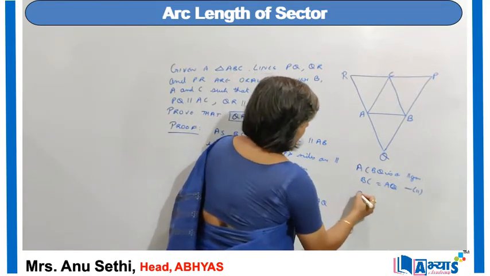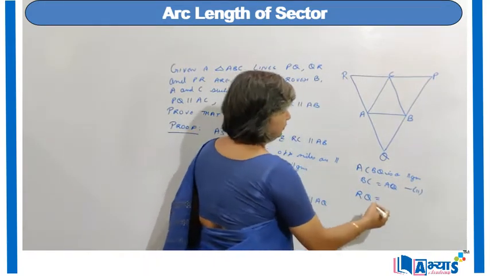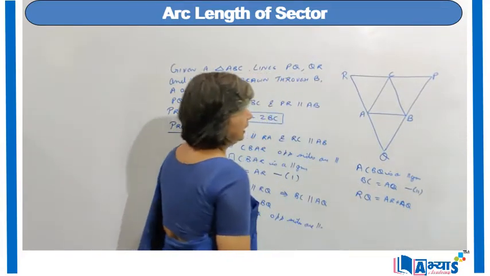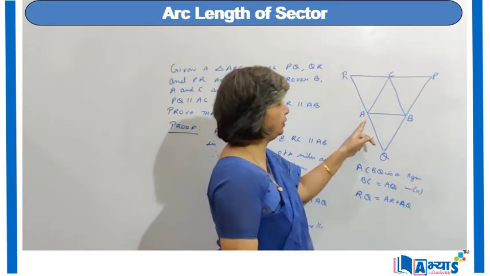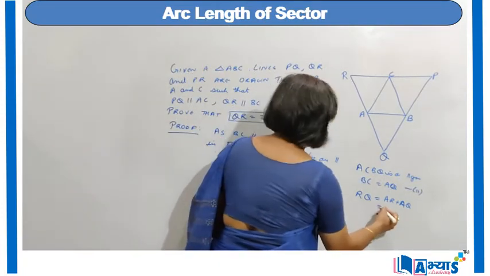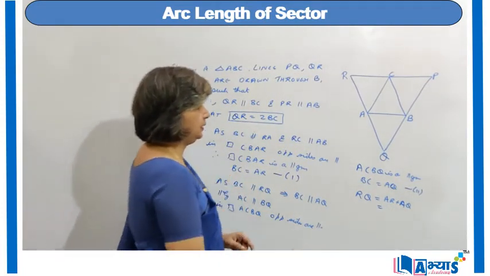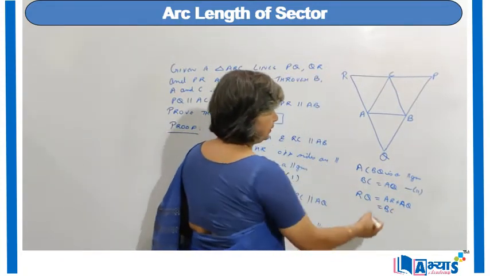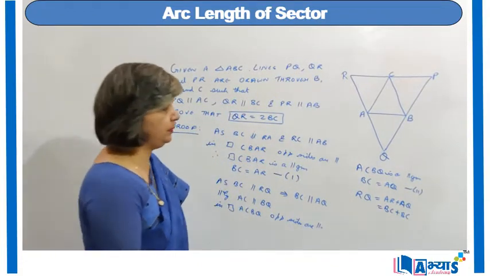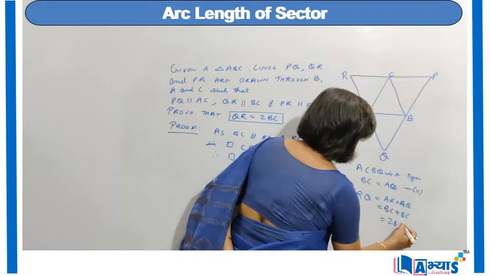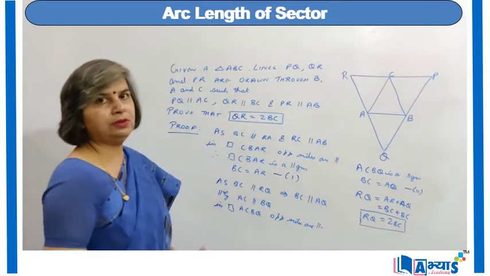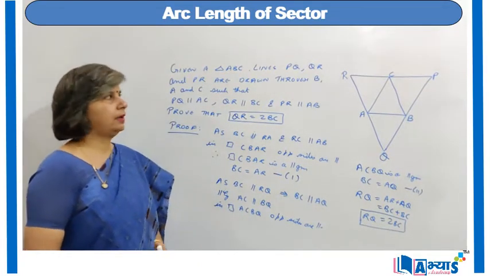Now RQ is equal to AR plus AQ, because RQ is a straight line and A is a point on it. We know that AR is equal to BC, so we can replace AR with BC, and similarly AQ is equal to BC, so we can replace AQ with BC, so it will be BC plus BC, which equals 2 times BC. So hence we can say that RQ is 2 times BC. So this is how we can apply the concept that opposite sides of a parallelogram are equal.